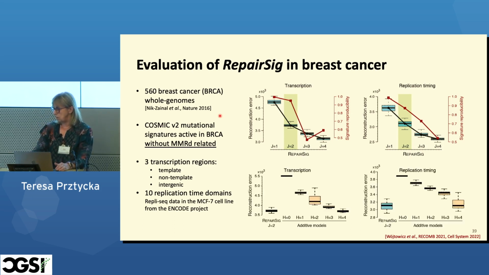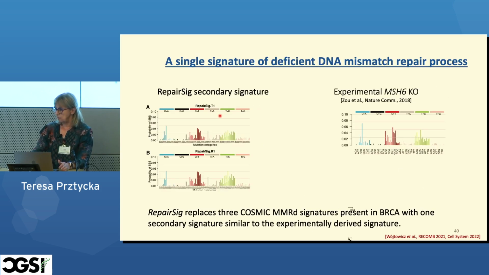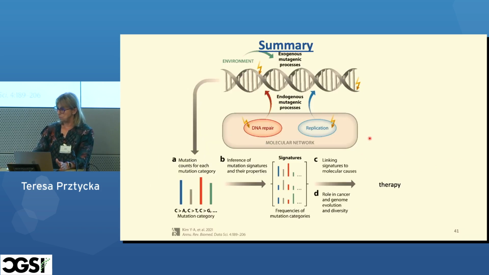This is just simple checking that the smaller number of signatures is better. And in fact, we also have a validation that the mismatch repair signature that we identify as the only one is consistent with the experimental signatures. This shows the mismatch repair signatures that we identified in different versions of the approach.